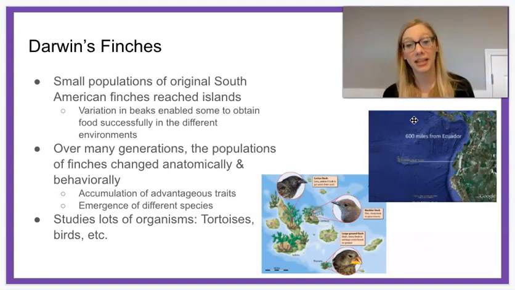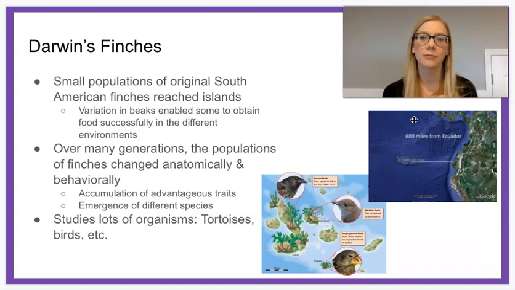Adaptations that were advantageous to that specific finch would start to become more prominent because they were the ones that would survive and live. So over many generations, the populations of finches changed anatomically and behaviorally. They accumulated advantageous traits in their population, and eventually this would lead to the emergence of different species.